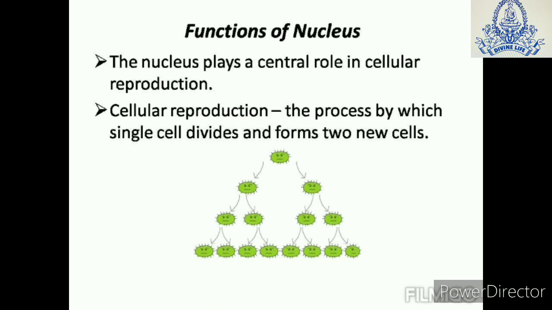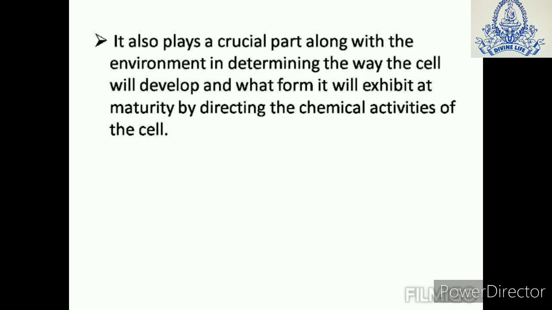Functions of nucleus. The nucleus plays a central role in cellular reproduction. Cellular reproduction is the process by which a single cell divides and forms two new cells. See the picture given below. It shows how a single cell is divided into two new cells. These two new cells are further divided into 4 cells, and the 4 cells are further divided into 8 cells.